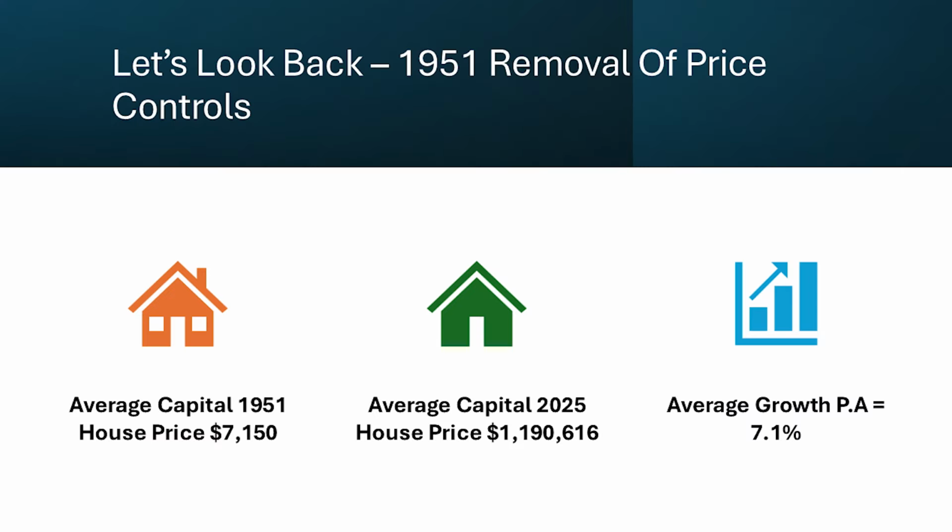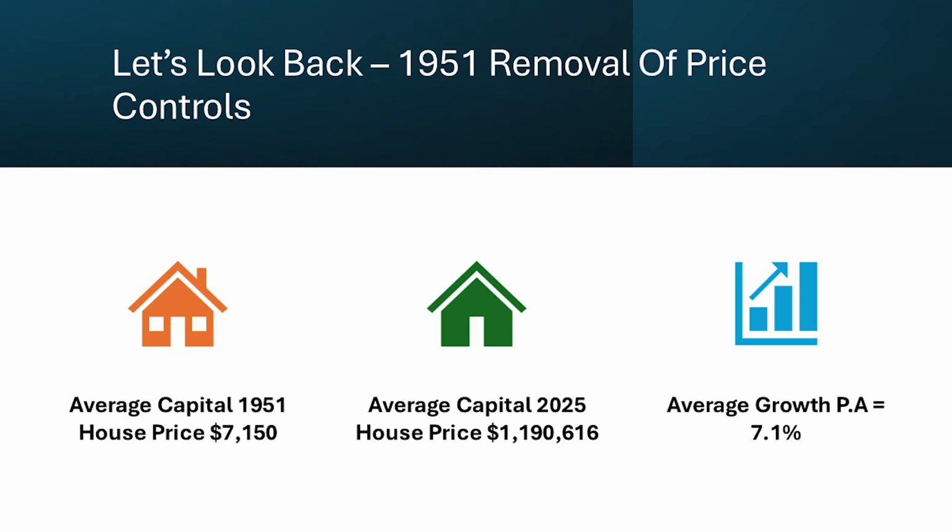So when we look at the average capital city price in 1951, just as the price controls were changed, the average house was only $7,150 at that time. At the moment now, and I know I have some data that says differently, but this is the most recent CoreLogic data taken off our CoreLogic site, the average Australian capital city house price now is $1,190,000. So if you do that over the 74 years that it's been, the rough growth of that is roughly 7.1%.